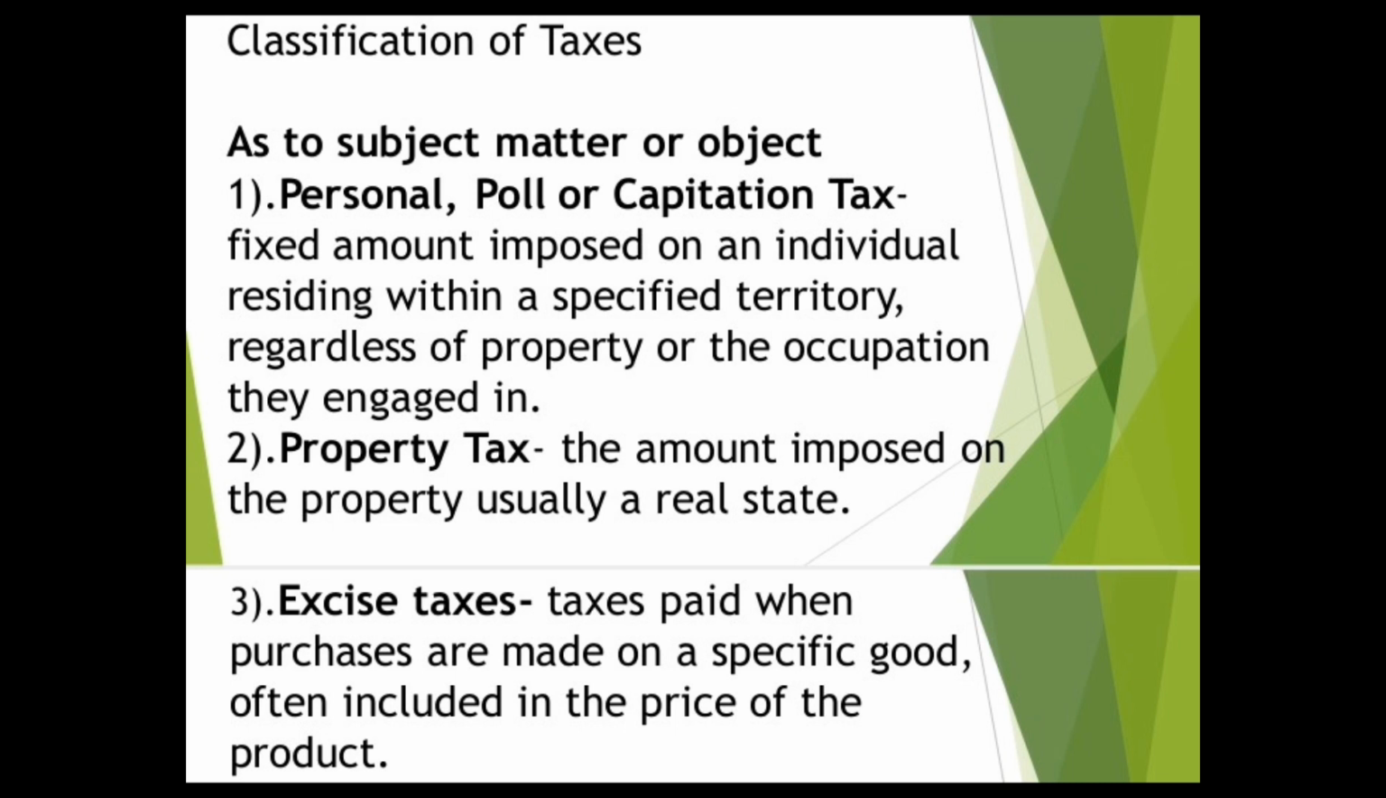Homeowners typically pay property taxes to local government authorities based on the assessed value of their properties. Last, excise taxes. Taxes paid when purchases are made on a specific good, often included on the price of the product. An example of an excise tax is a tax imposed on specific goods such as cigarettes, alcohol, or gasoline. These taxes are often included in the price of the product and are paid by consumers at the point of purchase.